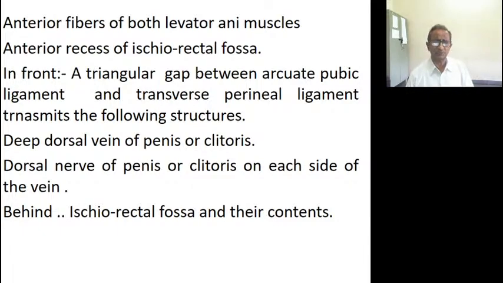So there is a triangular gap in front between the arcuate pubic ligament and transverse perineal ligament, which is transmitting the deep dorsal vein of penis and dorsal nerve of penis, and behind it is the ischiorectal fossa and its contents. We are saying the anterior recess of ischiorectal fossa is the superior relation of this urogenital diaphragm, whereas behind this urogenital diaphragm you are seeing the ischiorectal fossa and its contents as its relations.